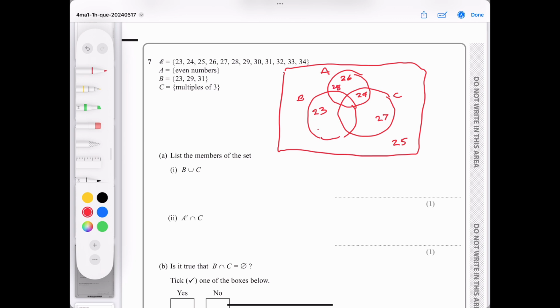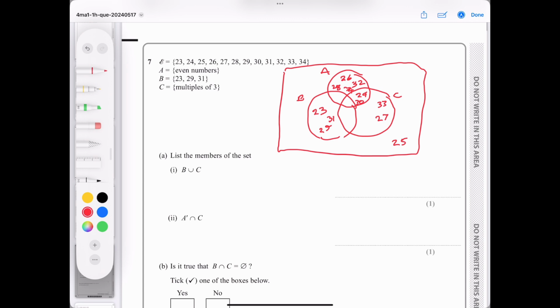29 is in B. 30 will be in even numbers and in C, so that's that one. 31 is weirdly in here. 32 is in here. 33 is in here, and 34 is in this one. I think I've put everything in the right place.